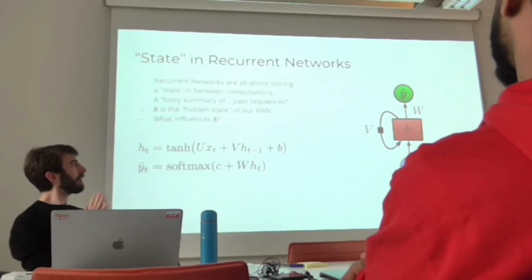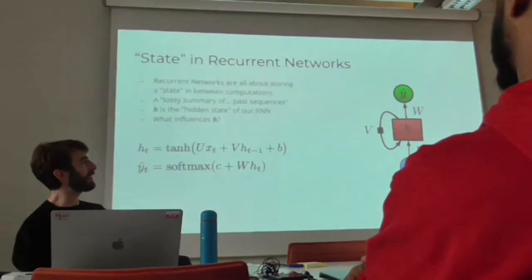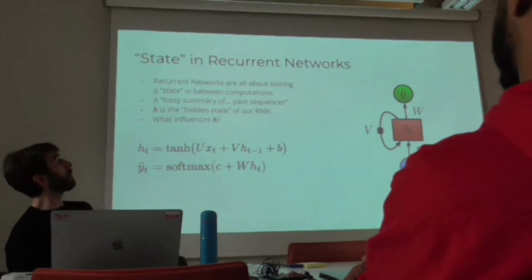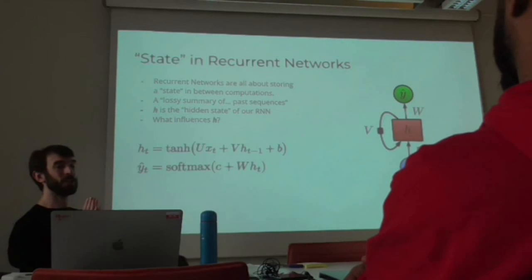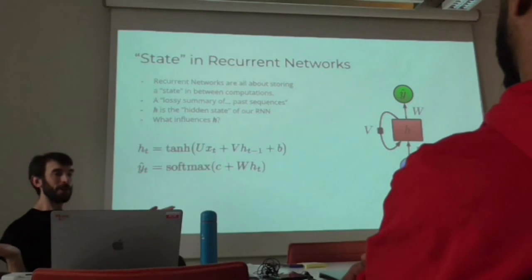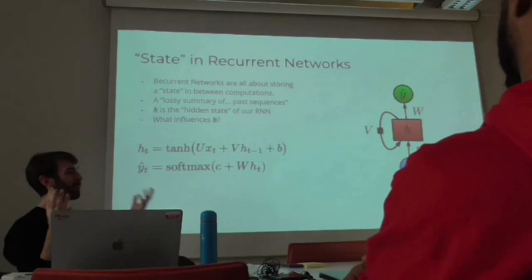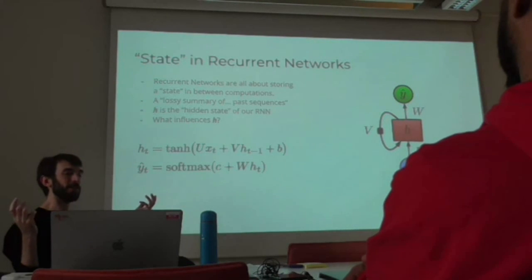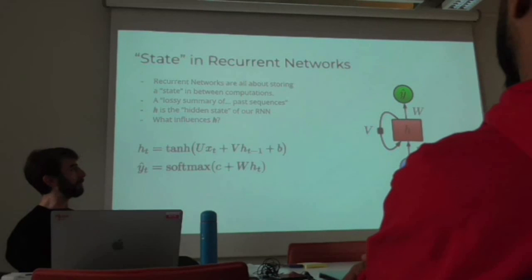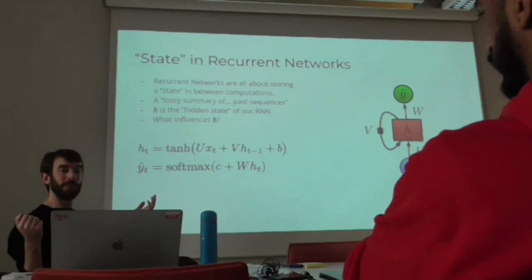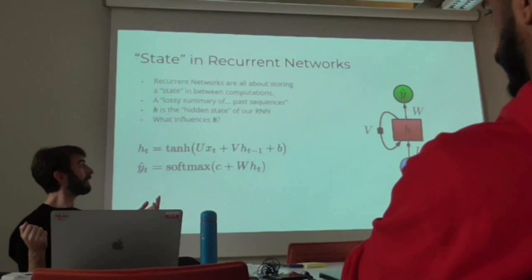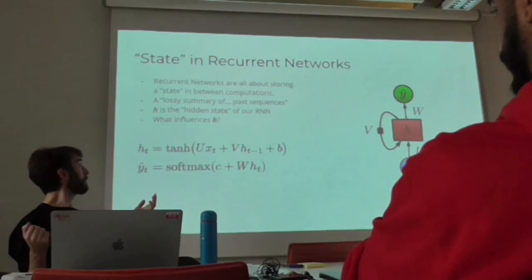So let's start to figure out what these letters mean. And we're really particularly interested in figuring out what this h is, this state which is stored in between computations. So I've said that recurrent networks are all about storing this state, this h, a vector. And one way of putting this is that it's a lossy summary of previous sequences that you've seen, some representation of all of the previous information that the network has had. Now, what influences h? Let's have a look at a mathematical representation of this.